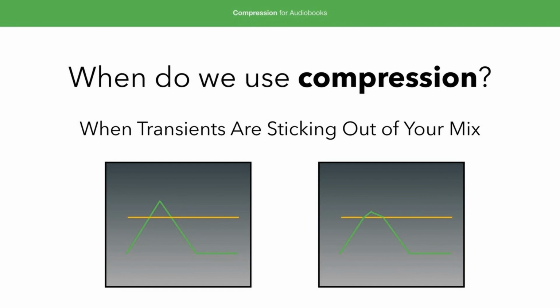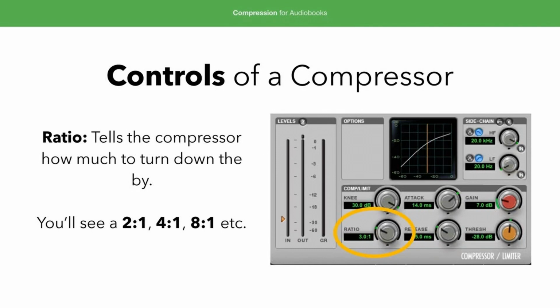So when do we use compression? It's basically when the transients, which is the first part of an audio signal, are sticking out of what I call the mix or the audio, whatever you want to call it, too much. So the yellow line in these two pictures represents a threshold. With compression, what you're doing is taming down those initial transients. You're not shaving them off, you're just reducing them.